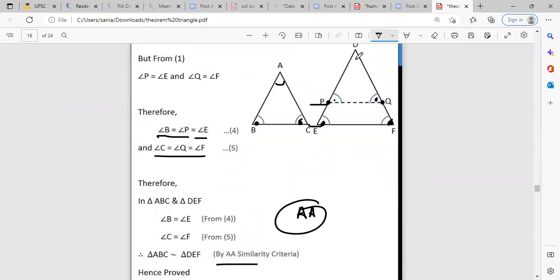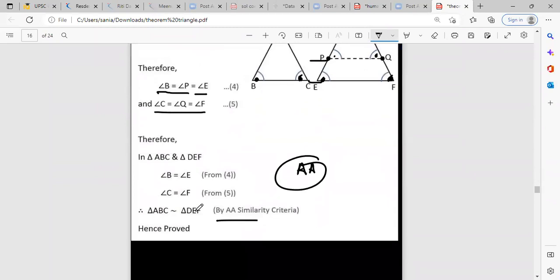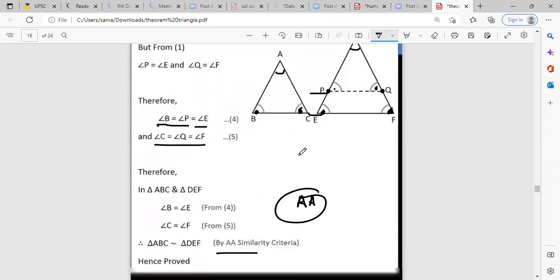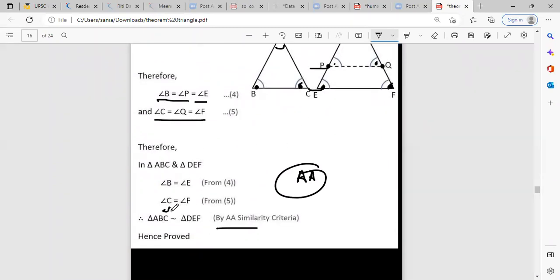So angle A is equal to angle T. So by the AA property, these two triangles are similar, triangle DEF. Clear?